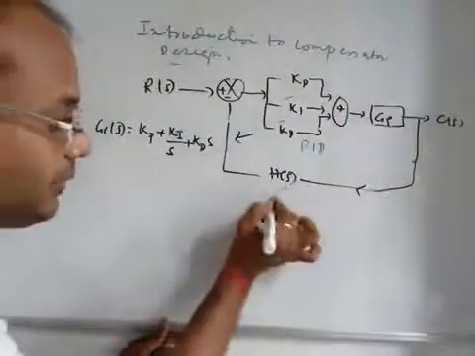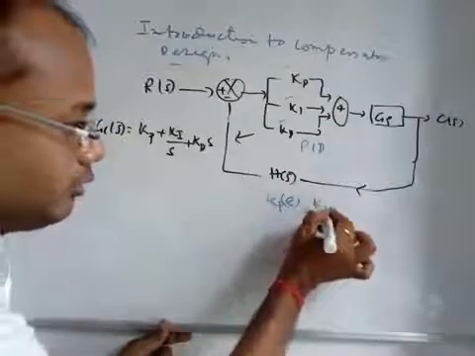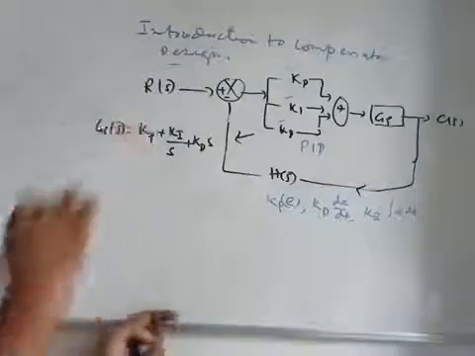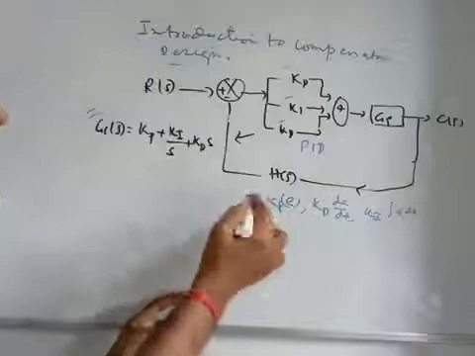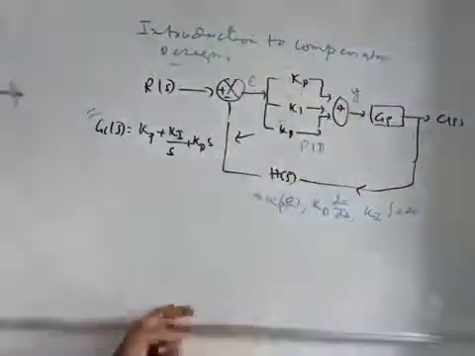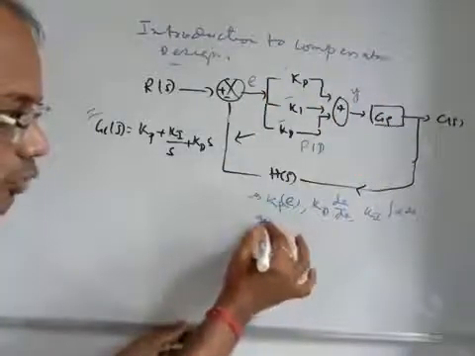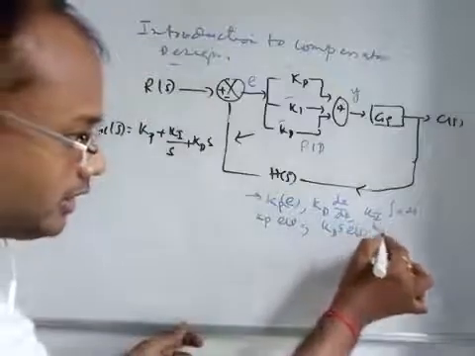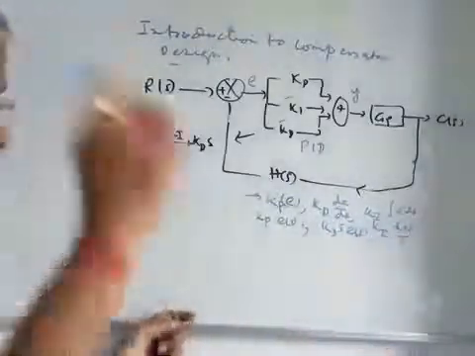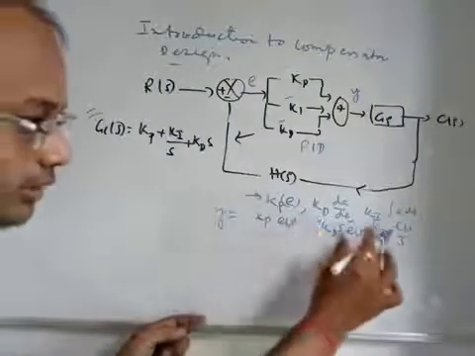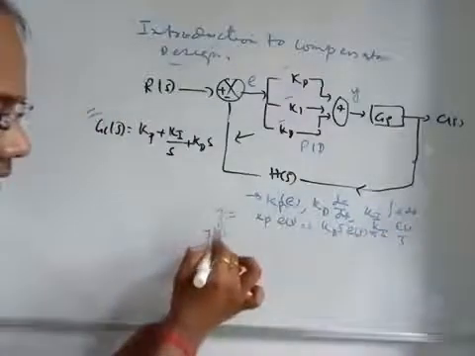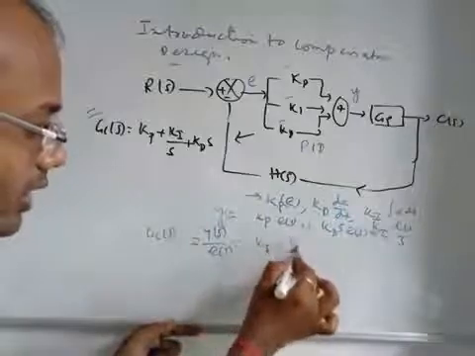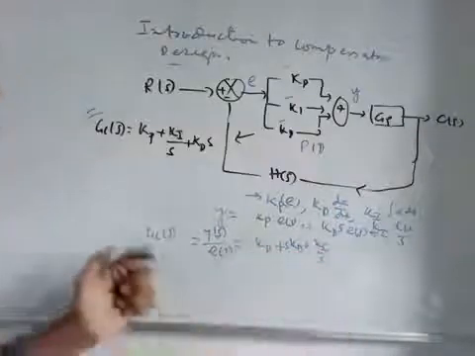And you see, this is KP into e, KD into de/dt, and the I action means KI into integral of e dt. So in order to get the transfer function of the controller, we have to take the Laplace transform of all of these. The output of the controller is Y(s), and the error is the input of the controller. So Y(s) by E(s): KP into E(s), KD into s E(s), and KI into E(s) by s. These three will be added together to give the PID controller, and Y(s) by E(s) will be your G_c(s), the controller transfer function, that is KP plus KD into s plus KI by s. You see, this is the transfer function.